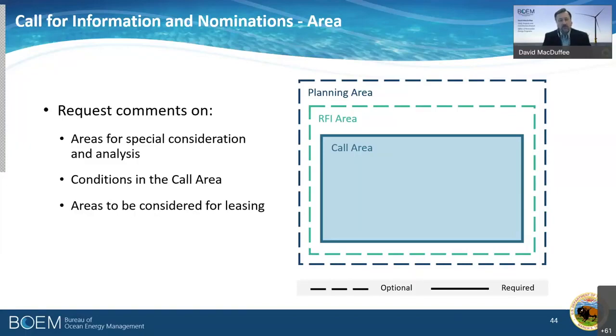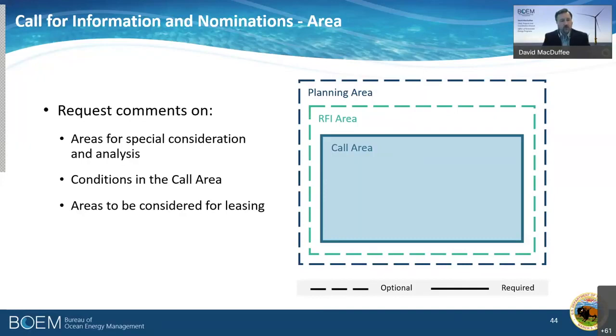So the RFI and the call can be duplicative, and in many cases, we have started directly with a call for information and nominations and skipped that RFI process. We might do that if we feel that we have sufficient information on industry interest in the area. We've collected an appropriate level of data and stakeholder input to go ahead and identify an appropriate call area. So we'll receive the information in response to the call for information.